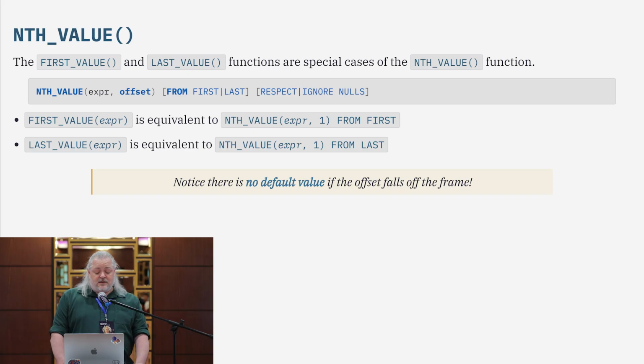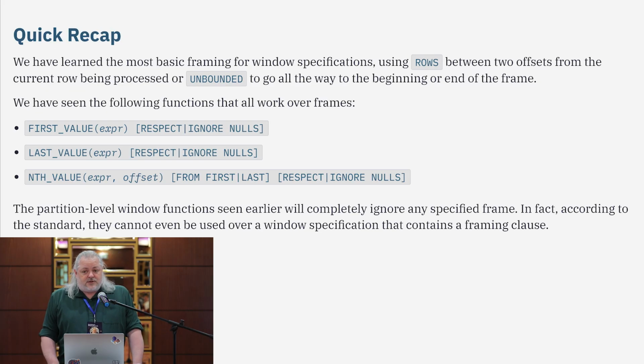So one thing to notice about this is that there is no default value if the offset falls off the frame. So in our example where we have three rows preceding and 3 rows following, if we did nth value 20 from first, we would get a null. And there's no way to make a default value for when we went past the window frame. So those are 3 window functions that work over window frames.